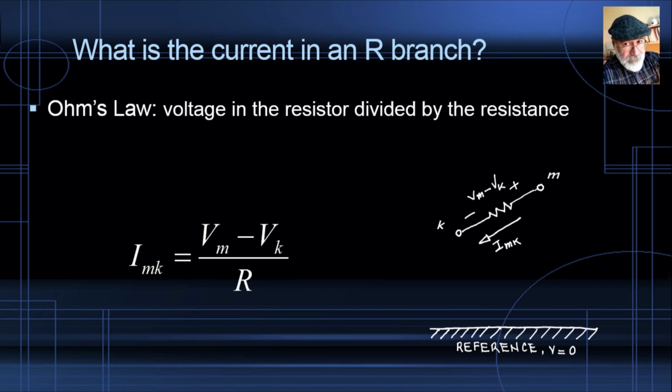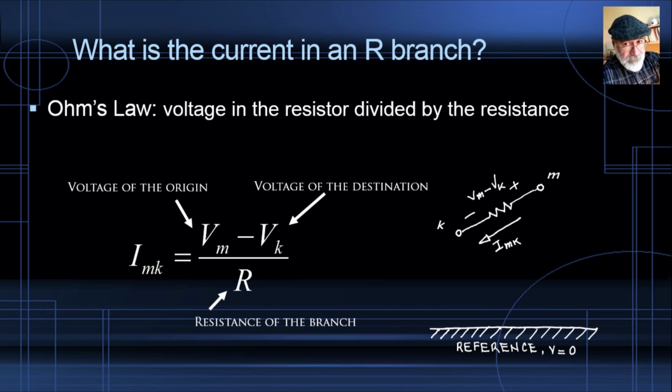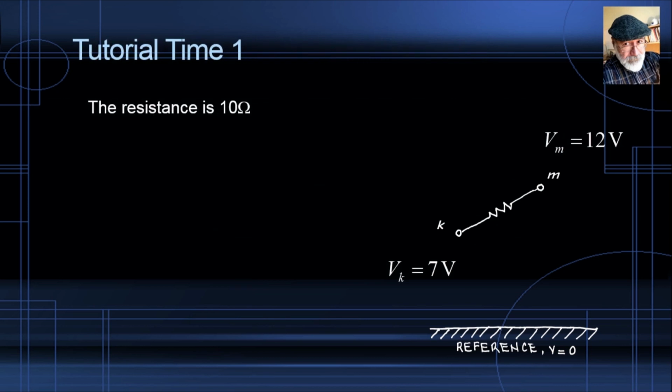But check it out. Again, the current is the voltage of the chosen origin of the current, M, minus the voltage of the destination of the current, K in this case, divided by the resistance of the branch. So it seems that in an R branch, it's always the same: voltage of the origin minus voltage of the destination, divided by the resistance.